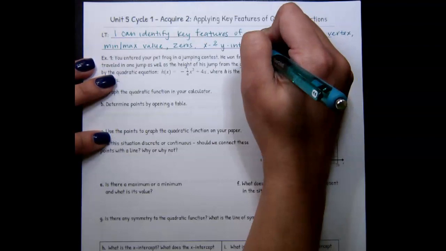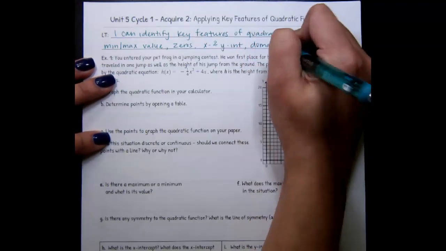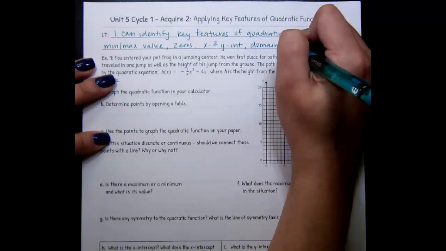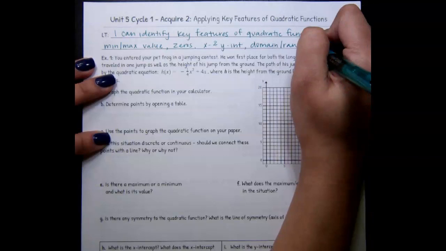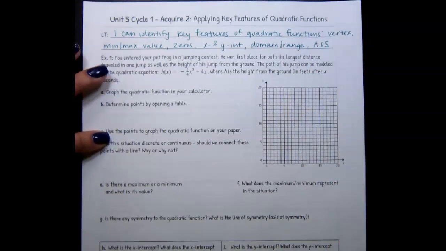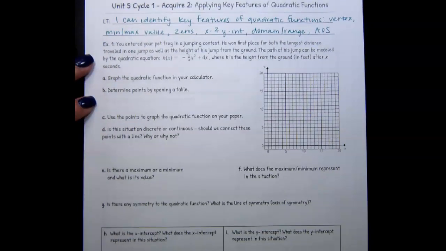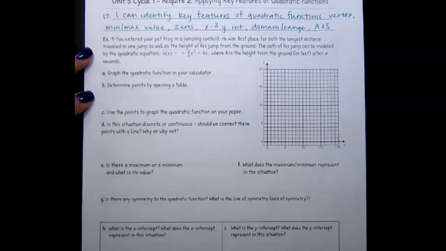It might have been in your learning target last time, but we didn't do it in the first acquire. But today we are going to be looking at domain and range. And then lastly, the axis of symmetry. I abbreviate with AOS, but that stands for axis of symmetry. So starting with example 1, today we're going to be working with word problems and then identifying all of these key features using the word problem. You will be using your calculator.